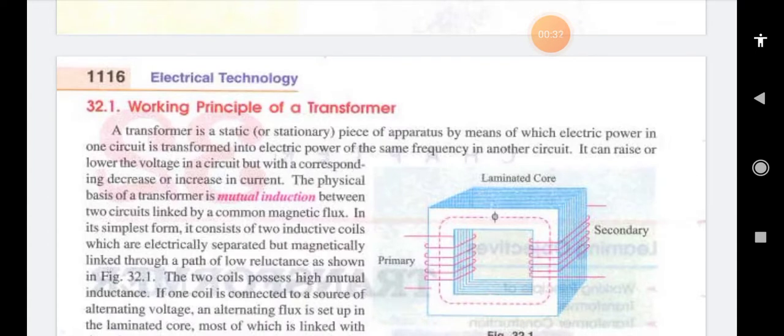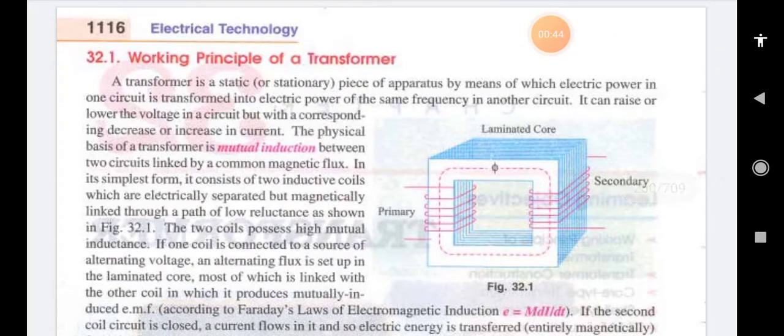A transformer is a static device or a stationary piece of apparatus by means of which electric power in one circuit is transformed into electric power of the same frequency in another circuit. It can raise or lower the voltage in a circuit but with a corresponding decrease or increase in current. The physical basis of a transformer is mutual induction between the two circuits linked by a common magnetic flux.